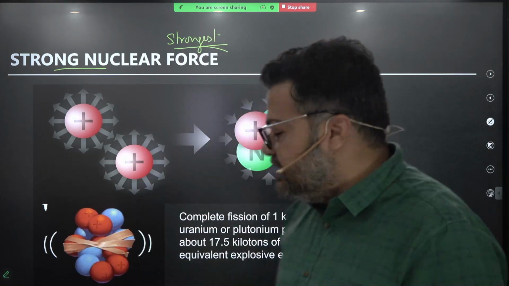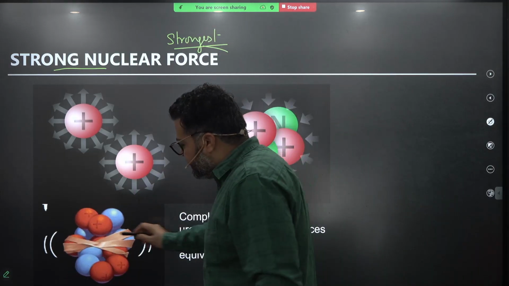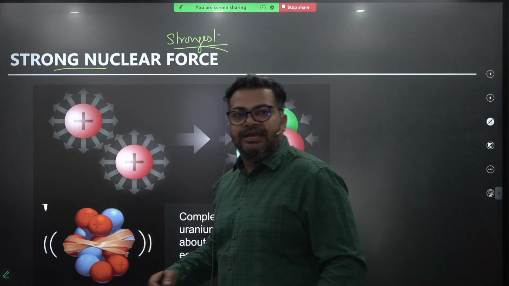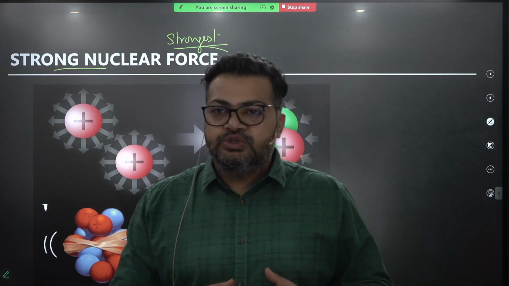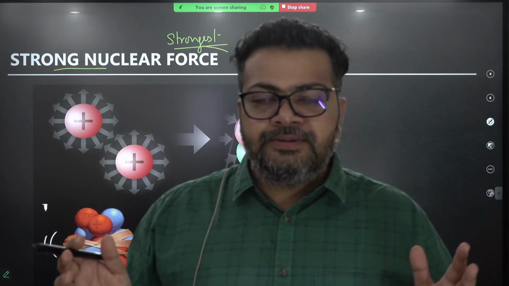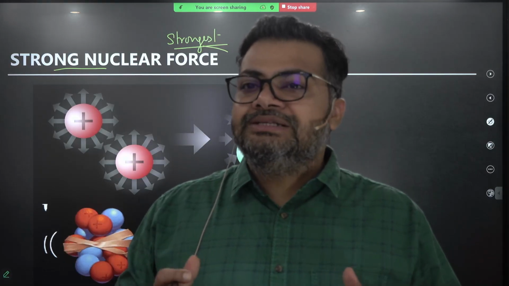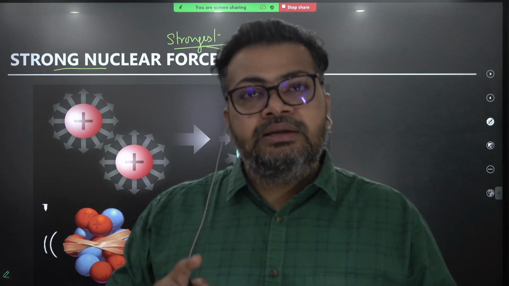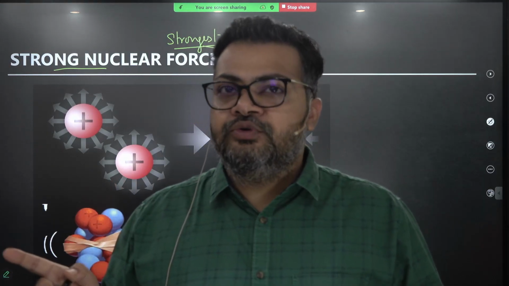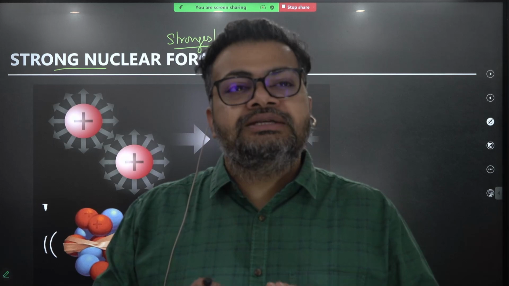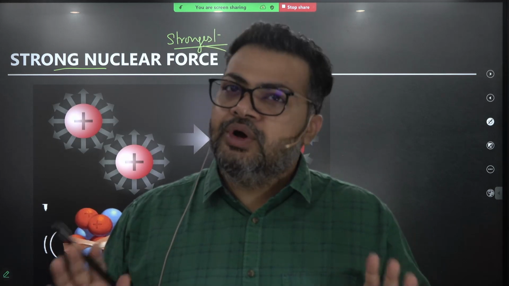So you can see this image, it is holding like a rubber band the entire integrity of the nucleus. Otherwise protons would rip apart, right? Protons will run away. So that means it has to be stronger than the electromagnetic force. It is stronger than gravitational force. It is the strongest force in nature. Got it, all of you?